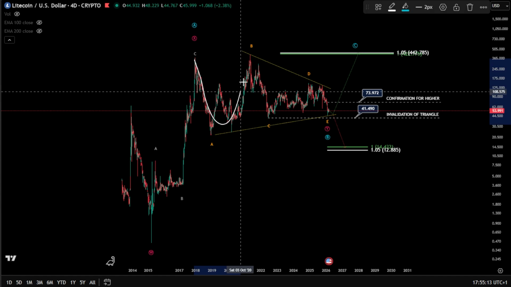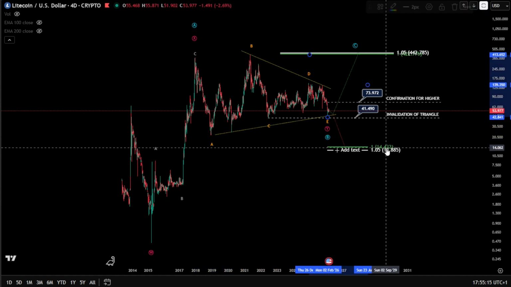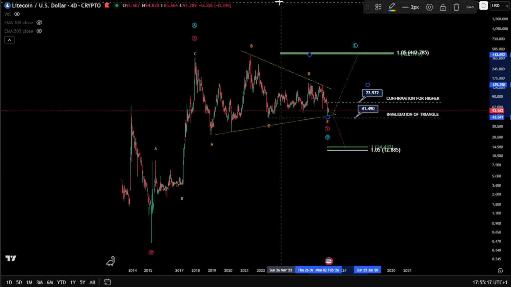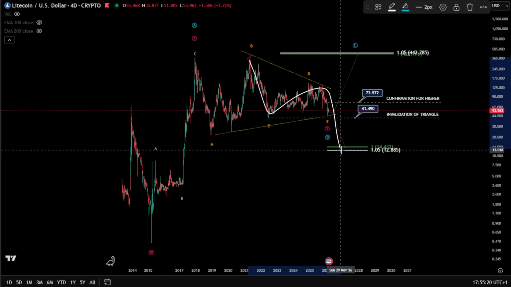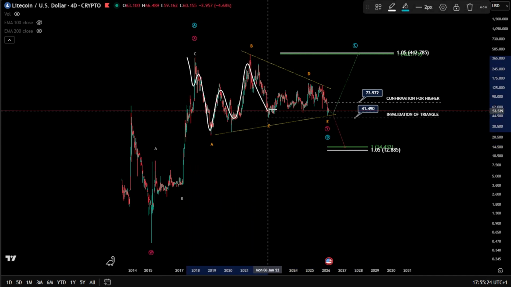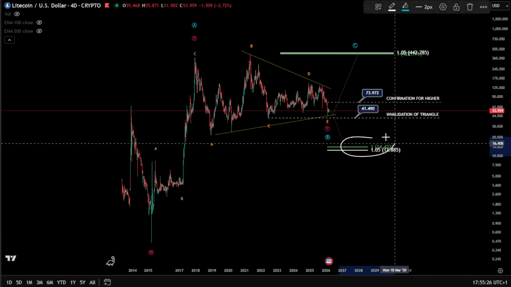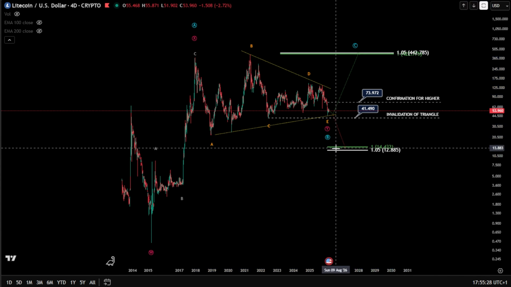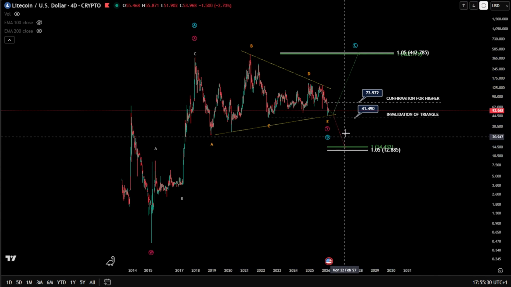It can be also a WXY. I would say this potential WXY can be finishing a zigzag, which is a very unlikely scenario here. 3 waves down, 3 up, and 3 waves down. Again, also for the 1-to-1 at $14 for Litecoin.